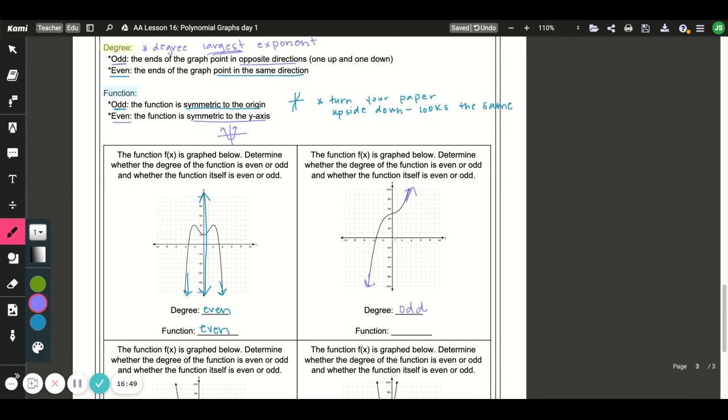The function, if I turn the piece of paper exactly upside down, will it look exactly the same? It would not look the same because instead of crossing up above, if I turn it upside down, now it's all of a sudden going to go down here, like it would cross down here somewhere. So it is not symmetric to the origin. If I fold it in half on the y-axis, does it look exactly the same on both sides? No, it does not. So it is also not an even function. That means it is neither.